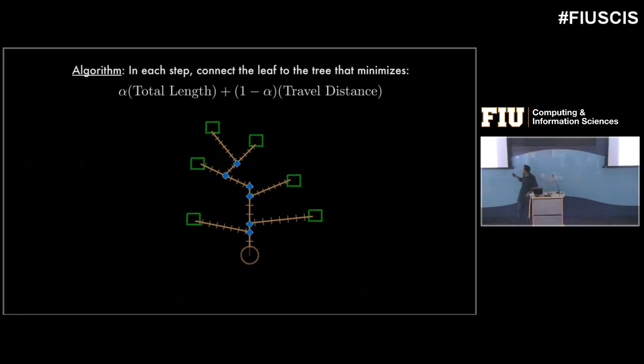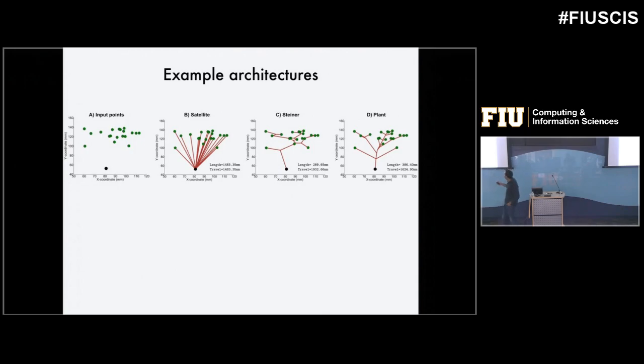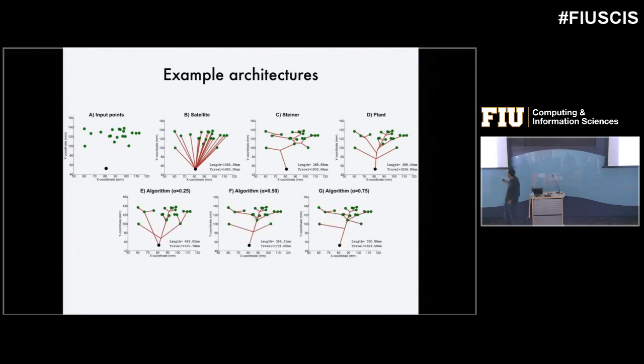Just to give you a sense of what kind of architectures we can get, here are actual input points for a plant. I'll tell you how we got this data in a second. Here's the satellite tree that I mentioned. Here's the optimal Steiner tree for these points. Here's what the plant actually looked like. And here are different architectures that are algorithm generated. This is alpha equals 0.25, which looks closer to the satellite. And as you get to the other extreme, alpha equals 0.75, you get closer to the Steiner tree. You can see that as you change this value of alpha, you're getting very different architectures.